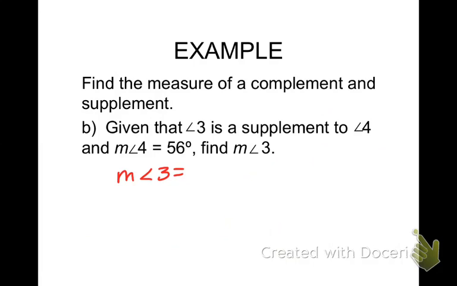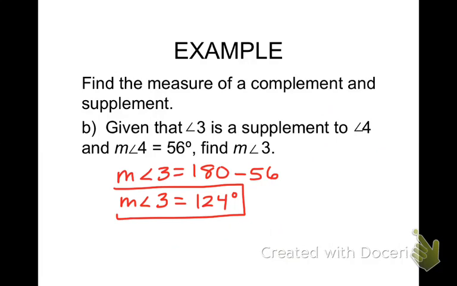What minus what? Subtract 56 from 180. Good. So 180 minus 56. So what is that? 180 minus 50 is 130. Take away 6 gets us to 124 degrees. So the measure of angle 3 is equal to 124 degrees. So far, so good? All right, let's flip on to the back and throw some algebra into the mix.